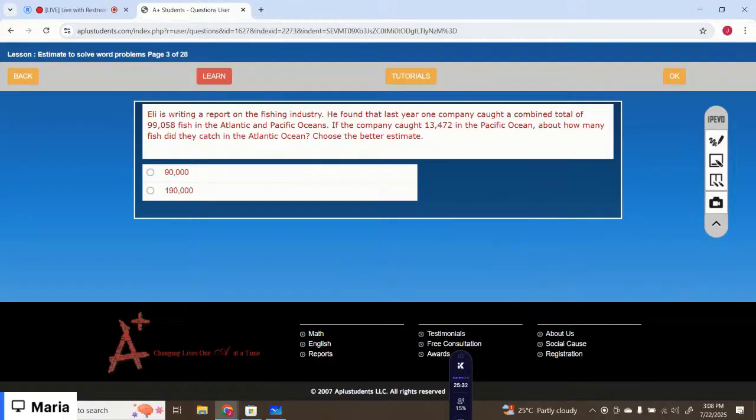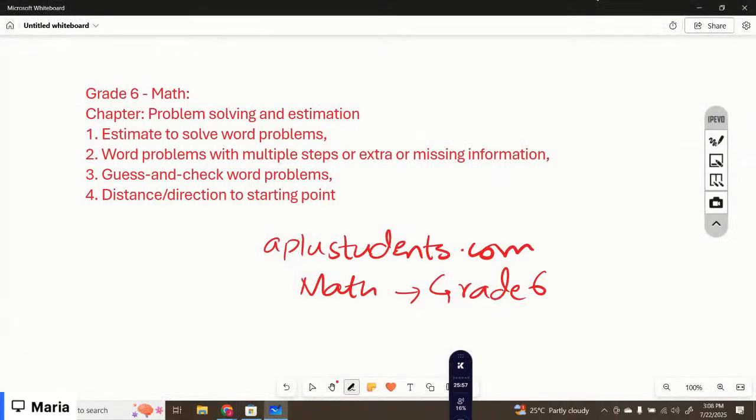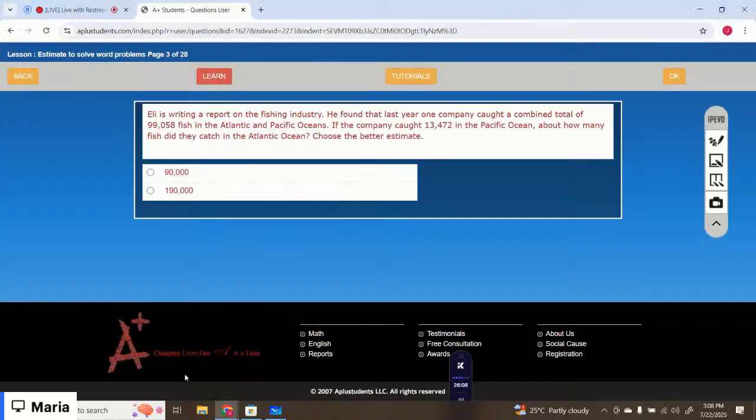Ali is writing a report on the fishing industry. He found that last year one company caught a combined total of 99,058 fish in the Atlantic and Pacific Oceans. If the company caught 13,472 in the Pacific Ocean, about how many fish did they catch in the Atlantic Ocean?